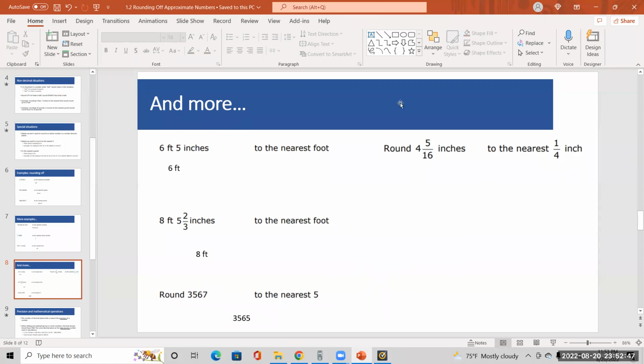Again, number lines will be helpful here. If you want to think about counting by 5s, you'd have 35.60, 35.65, and then 35.70. The middle of these is 35.675, and we have 35.67 exactly. So it's going to be over on the left, and it's going to go to this 35.65.